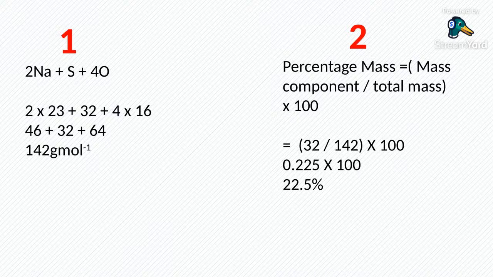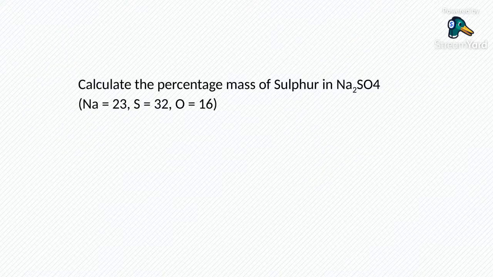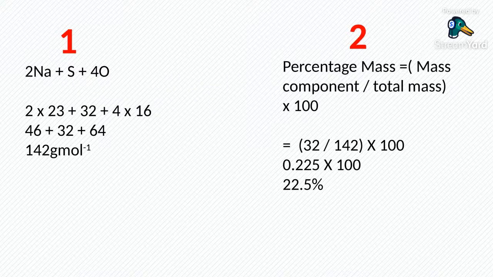Fine. But we are not going to stop here. We are calculating percentage mass, ladies and gentlemen. So what do you do? Step 2. What is percentage mass? Percentage mass is equal to the mass of the component over the total mass, times 100. Now, what is the element we are concerned about? What element does the question ask us to calculate? If we go back, you see that it is sulfur. Now, what is the value of sulfur? Sulfur is 32. So it will now become 32 over 142. I believe this is now not getting familiar.